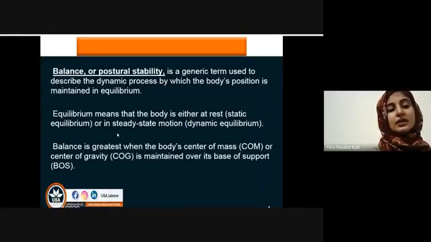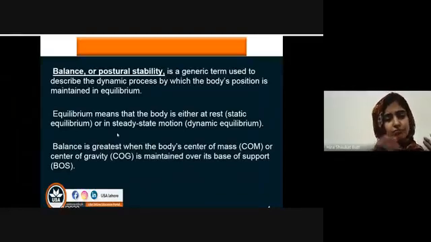Balance is greatest when the center of mass or the center of gravity is maintained over the base of support. We have discussed these things already in kinesiology and biomechanics. What is the center of gravity of the body, and what is the center of mass? What is the base of support? Base of support in the lying position is your back. In the standing position, the area between the lateral borders of the feet will be the base of support.